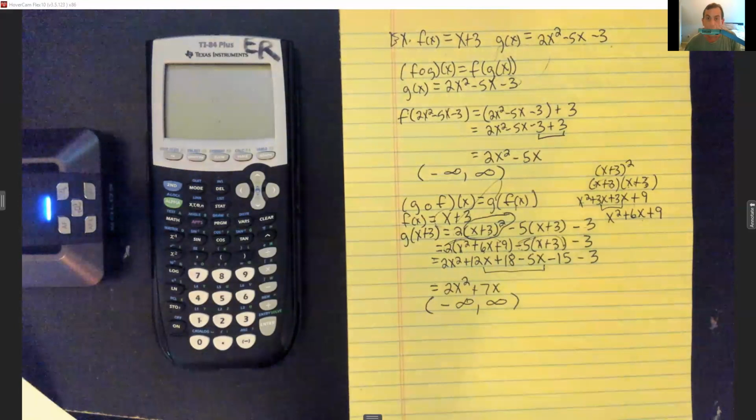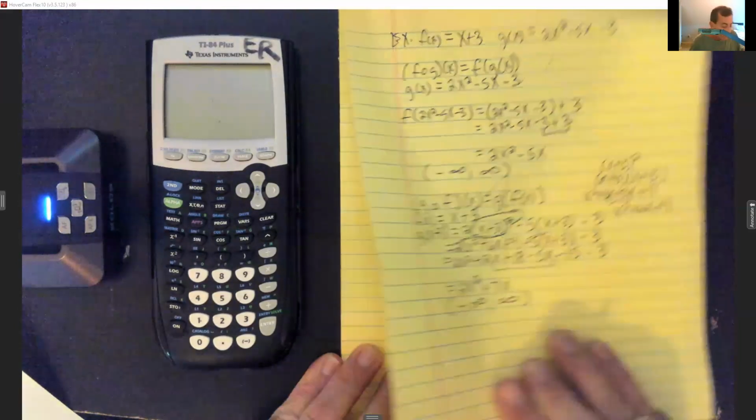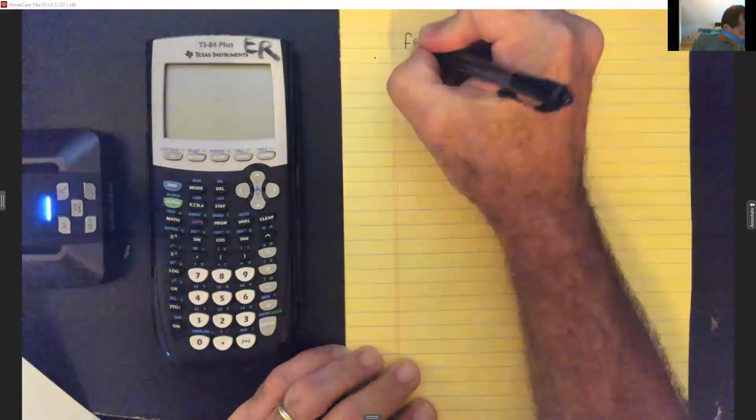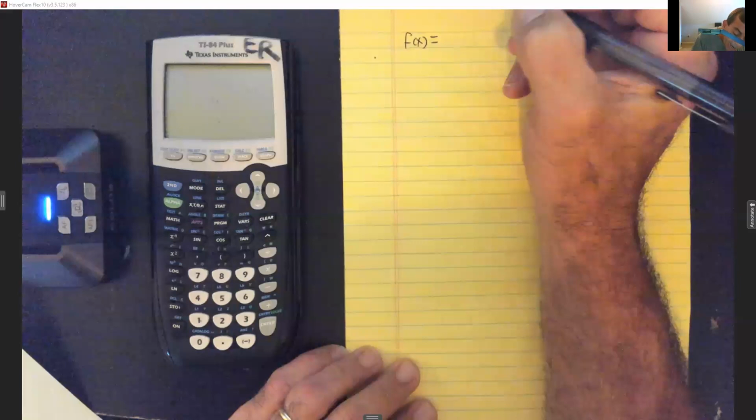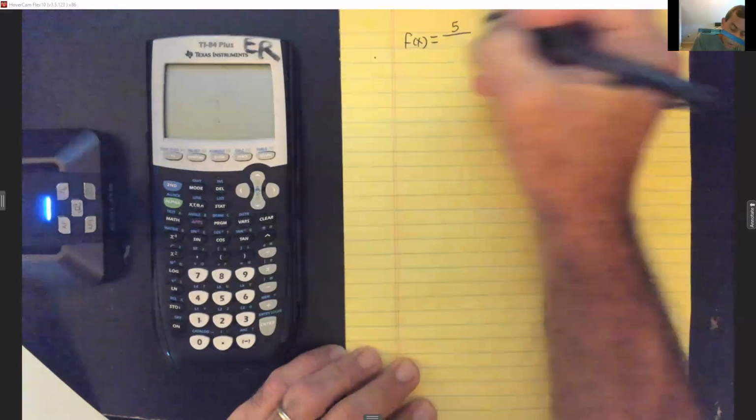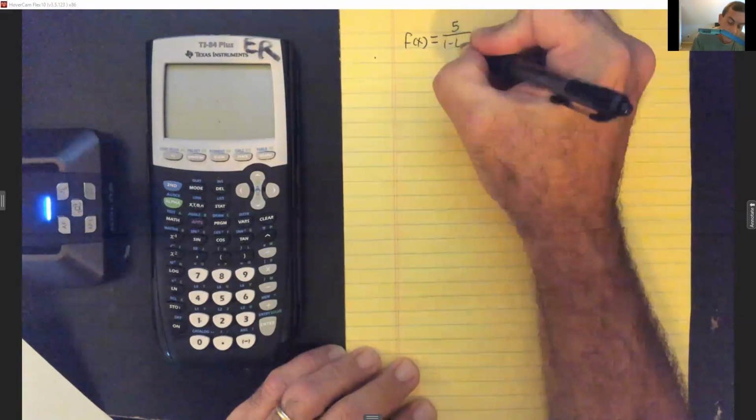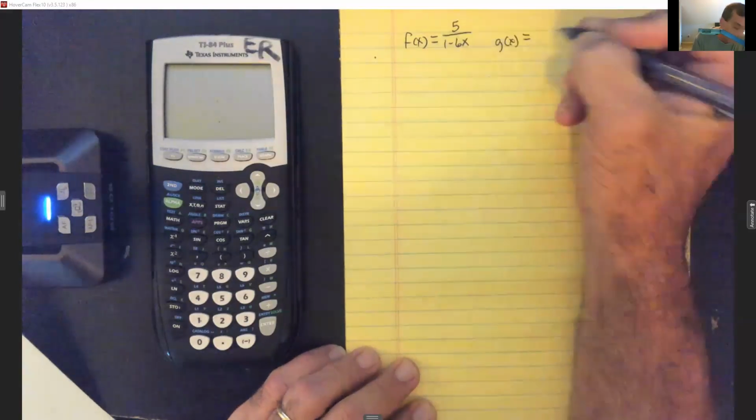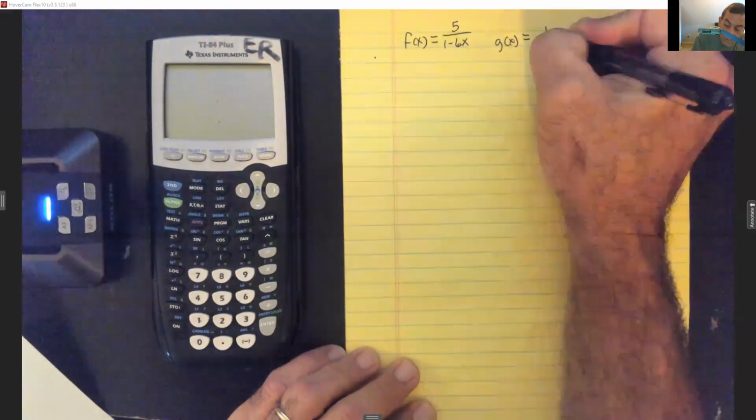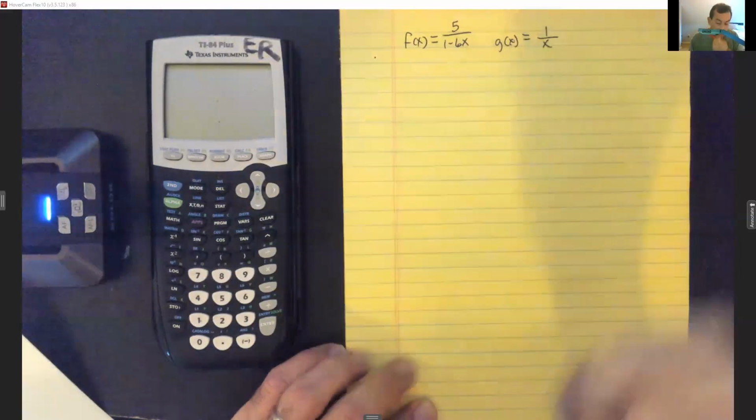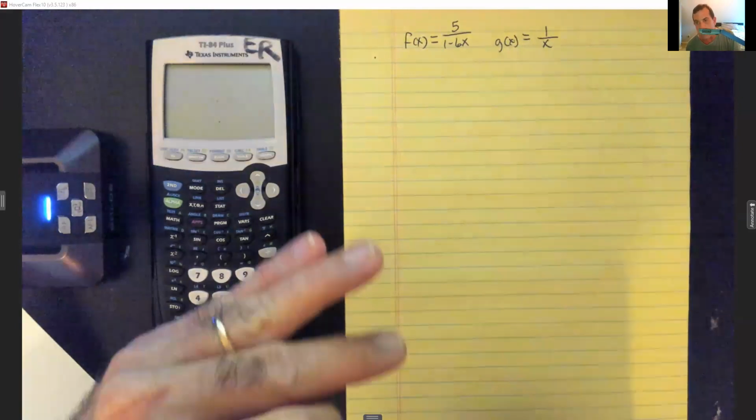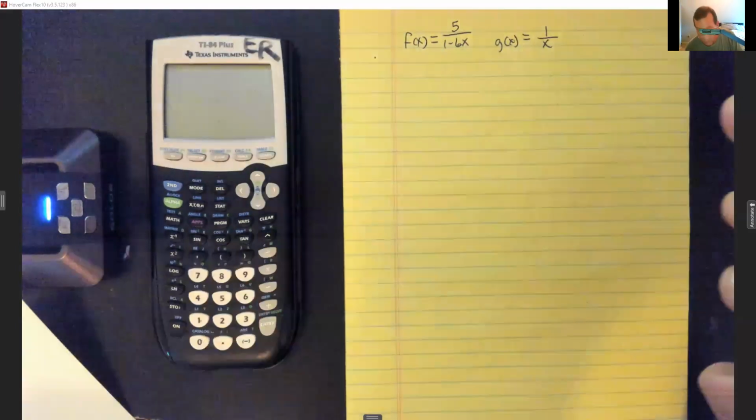All right, y'all, I'm going to do one more of these, and that'll finish out 9.1 for you. This is going to be a tricky one. F of x is going to equal 5 over 1 minus 6x. G of x is going to equal 1 over x. I'm going to find the four things again. F of g of x, domain. G of f of x, domain.